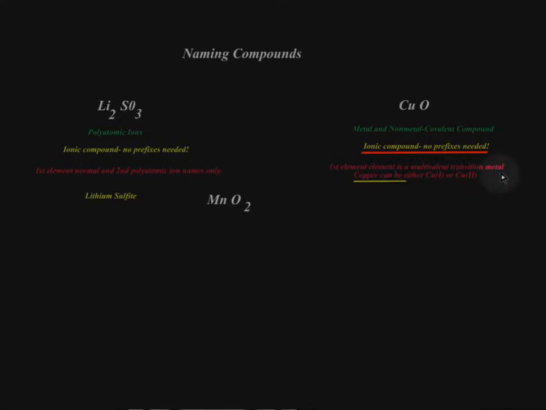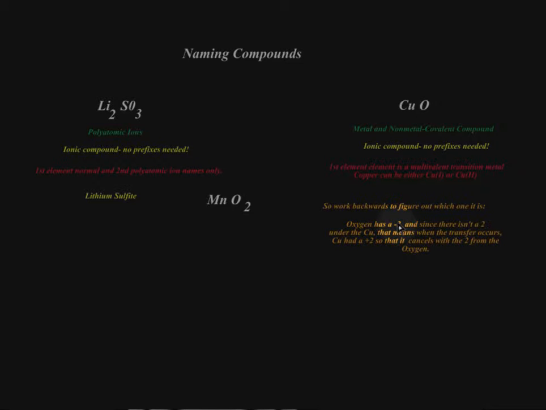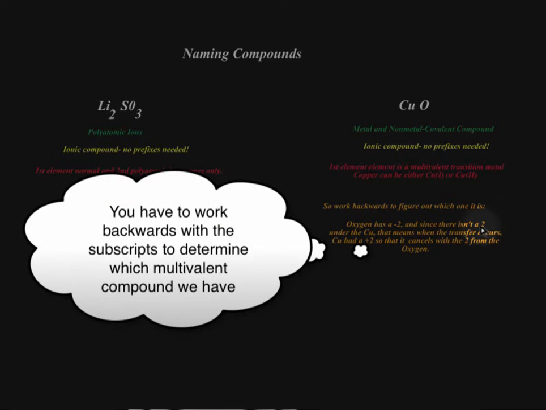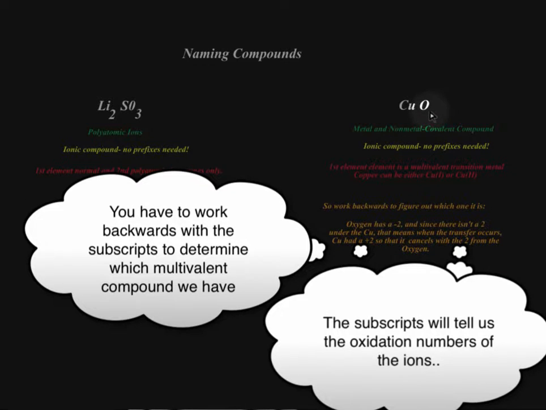First element is a transition metal. Copper can either be 1 or 2. So again, we have to work backwards. In the intermediate video, we did it with iron sulfate, I believe it was. We're going to have to do it again with this one. So oxygen has a -2 charge, and since there's no 2 under the copper, that means it had to cancel, right? There should be a 2 here when it transfers its electron, so there had to have been another 2 here to cancel with the 2 that should have been here.